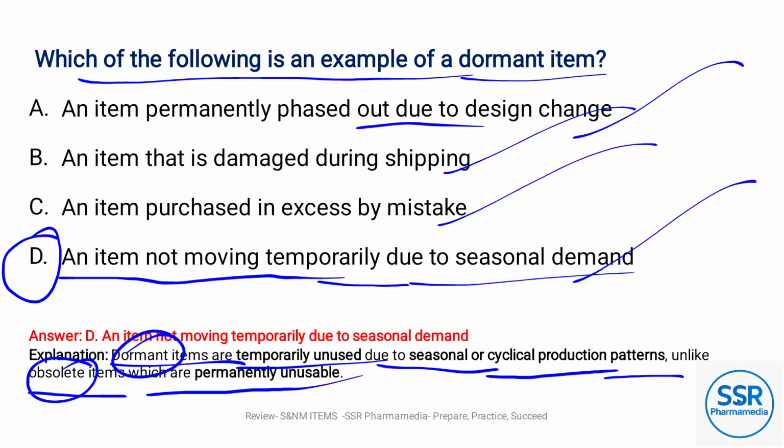Both, in a general sense, we use to mean staying for a long period, but there is a difference. Temporarily unused means dormant; after some time, according to the season, it will move. But obsolete item means permanently unusable, like an expired drug.